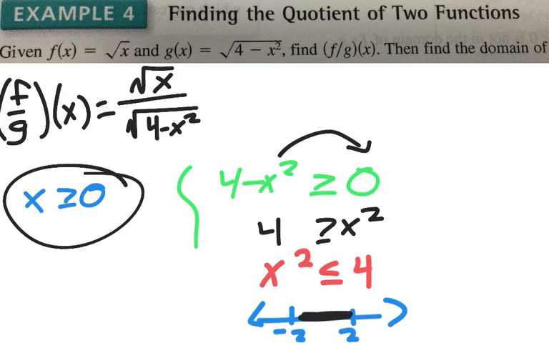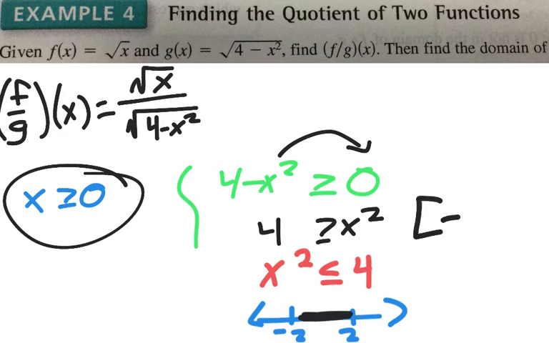All right, let's plug in something that's outside, like over here. Plug in 3. 3 squared is 9. Is 9 less than or equal to 4? No. So this part shouldn't work. And same thing over here. If I plug in negative 3, negative 3 squared is 9. Is 9 less than or equal to 4? No. So the only thing that works is things between negative 2 and 2. Everybody follow that?